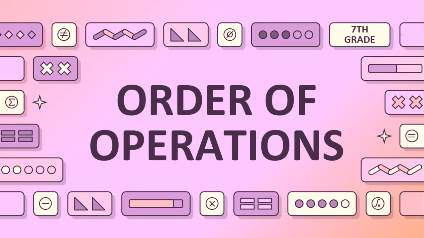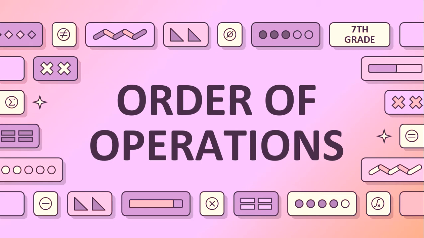Good day, class. So our topic is on order of operations. We all know that the four basic operations are addition, subtraction, multiplication, and division. It's very easy to simplify if we only have one operation in a given equation or expression. But how about if we have several operations in one given equation? What do we need to solve first, or what do we need to simplify?